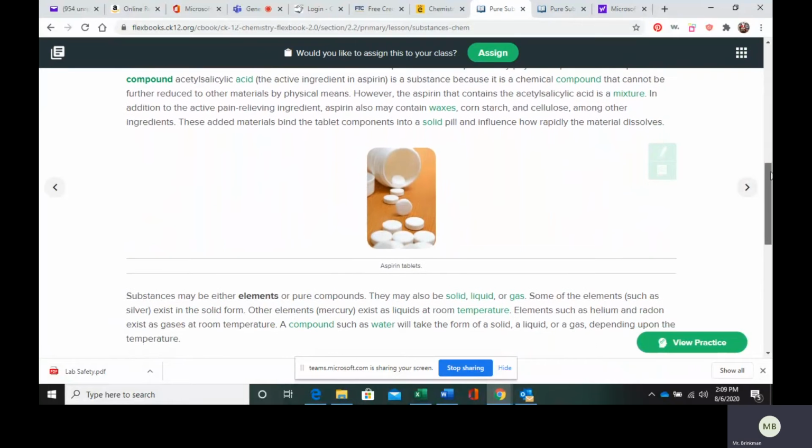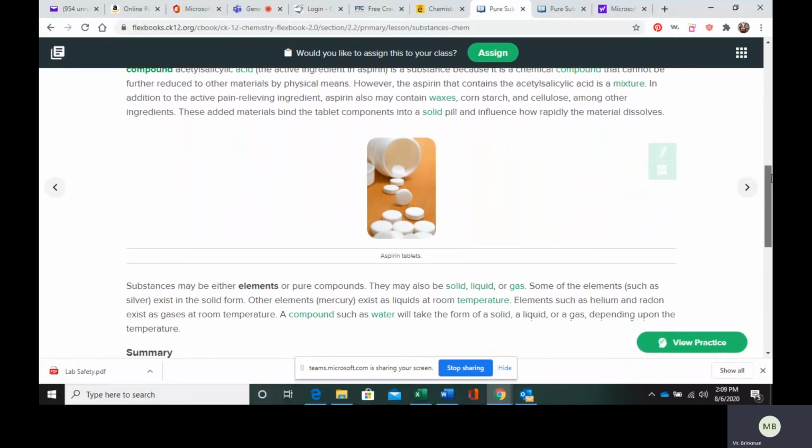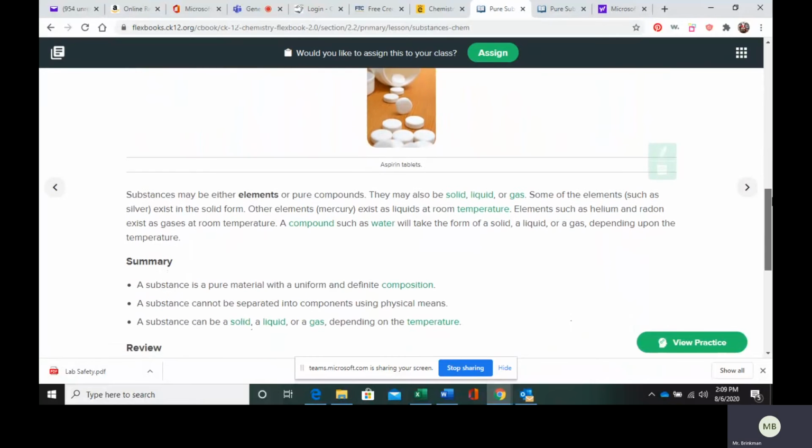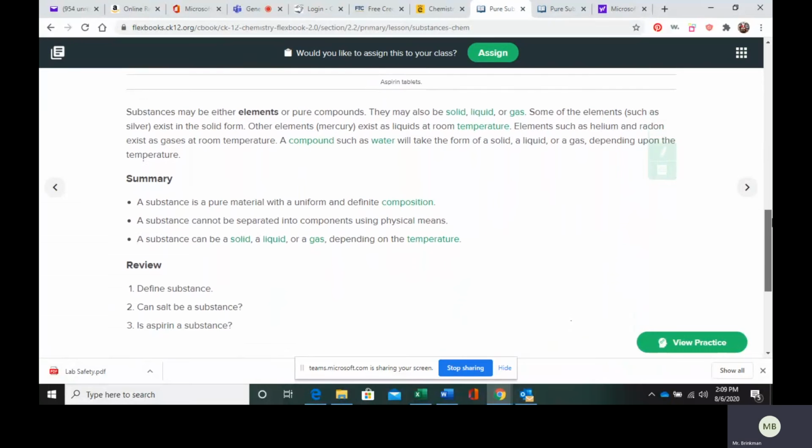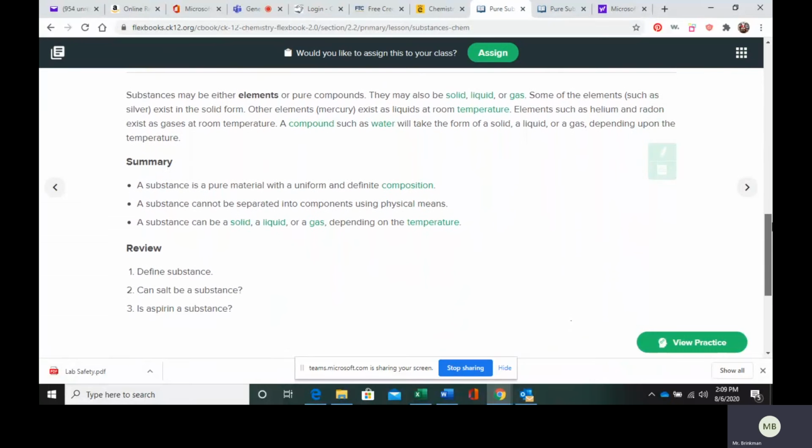The aspirin that contains the acid is going to be a mixture because this has waxes and cornstarch and all these things that bind it together. So substances can be either elements or compounds. They can be any state, solid, liquid, or gas. Some elements are going to exist in solid form at room temperature, some liquid, some gas. And they can also change the state that they're in based on the temperature.